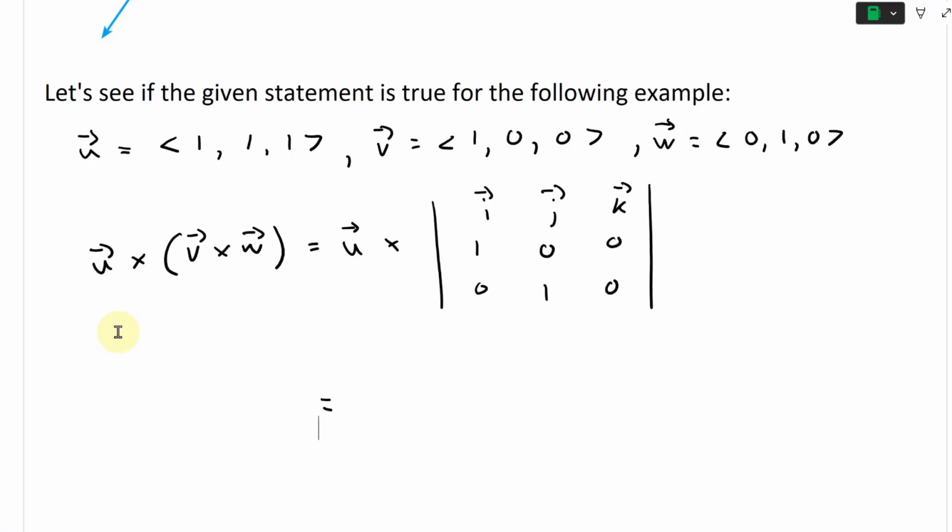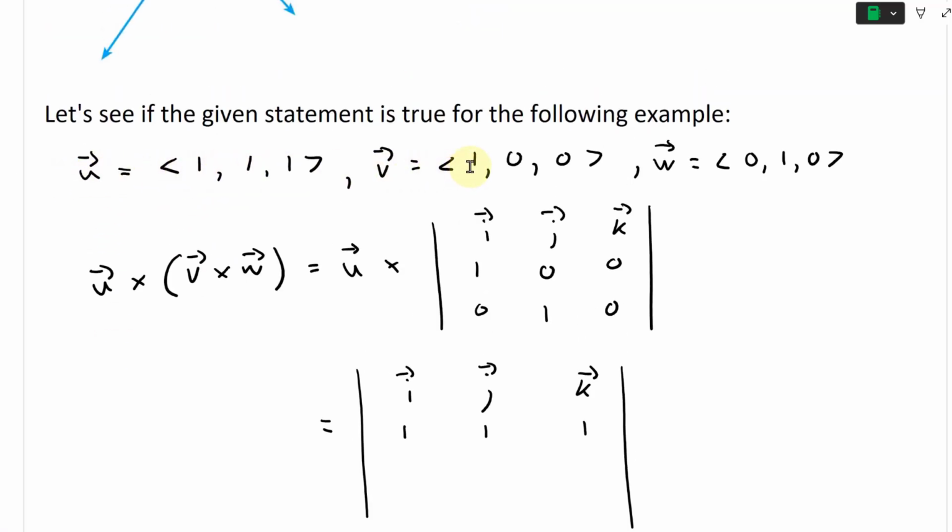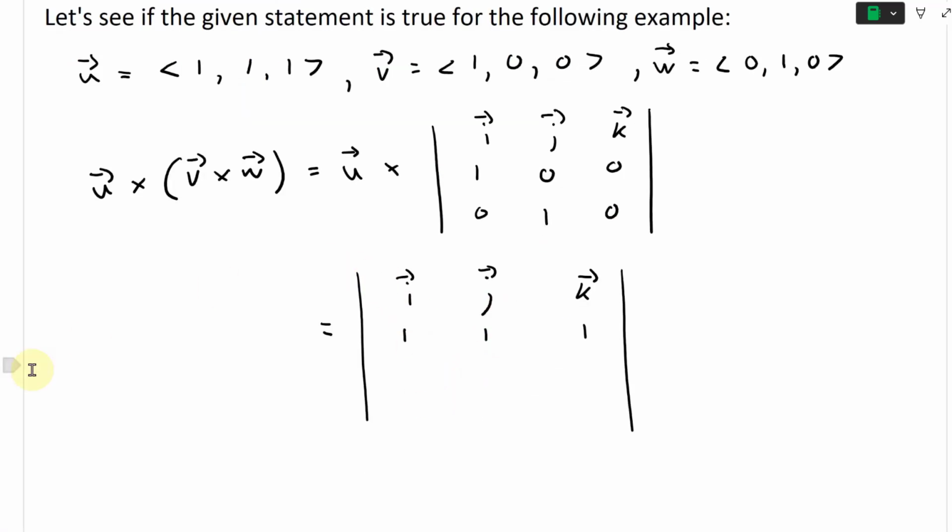All right, so let's do something like this. We're going to do another determinant form of the cross product: i, j, k, and now we're going to put u as 1 1 1. And now we just solve this cross product and put the results in here. So we cross this out, and we're going to get 0 times 0, and then minus 0 times 1. So in other words, we just get a 0.